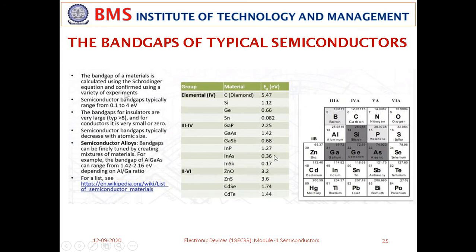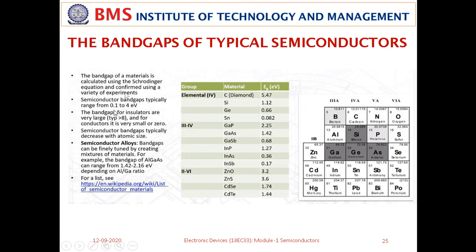You can see many compound semiconductors with different band gap energies shown here. The band gap of materials is calculated using the Schrödinger equation, and it is confirmed by a variety of experiments. How do you confirm using experiments? Any idea? How do you measure the band gap of a material? You can measure it via resistance also. You can conduct a lot of experiments on the materials, and based on the resistance you can even determine the band gap of a material.